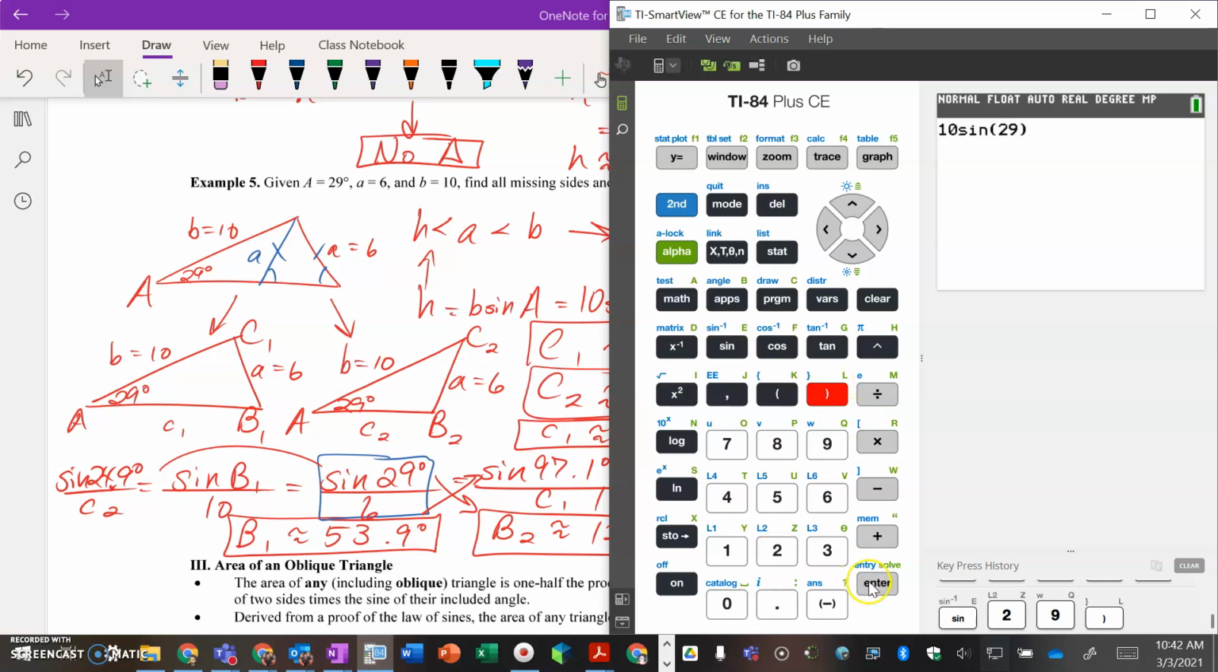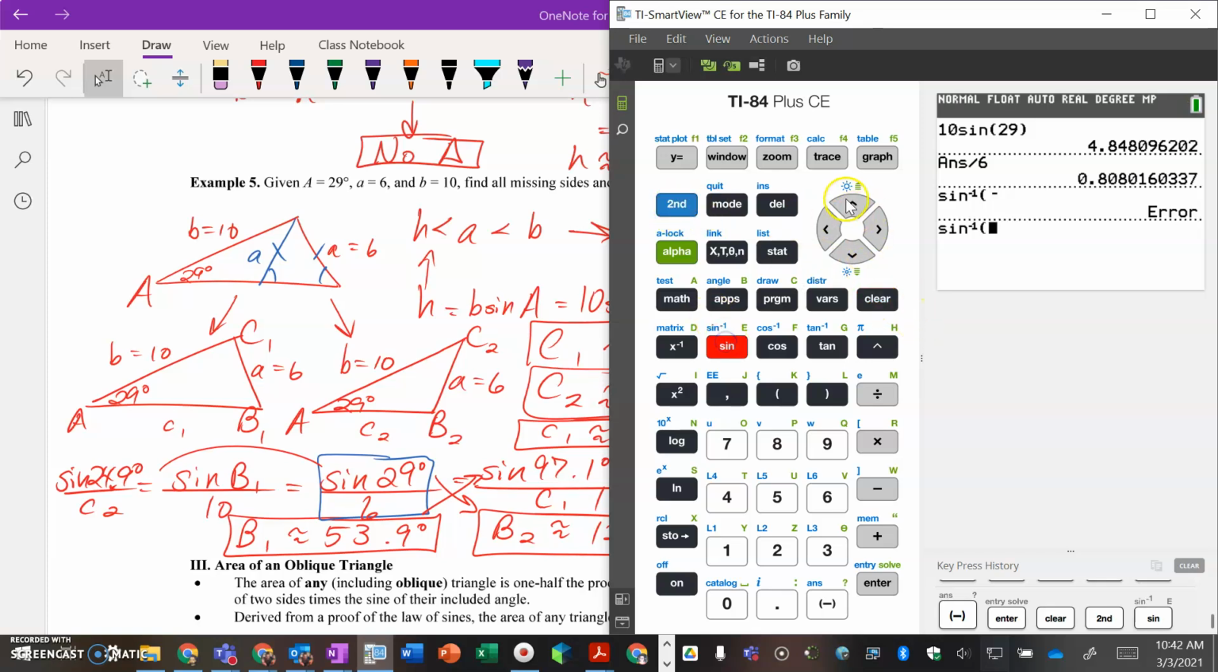And that answer ends up being that decimal. And then we'll divide by 6. Now remember, this is not quite B sub 1 as an angle yet because we still need to do the inverse sine of that number, which turns out to be inverse sine of that decimal. There we have, hopefully, 53.9.